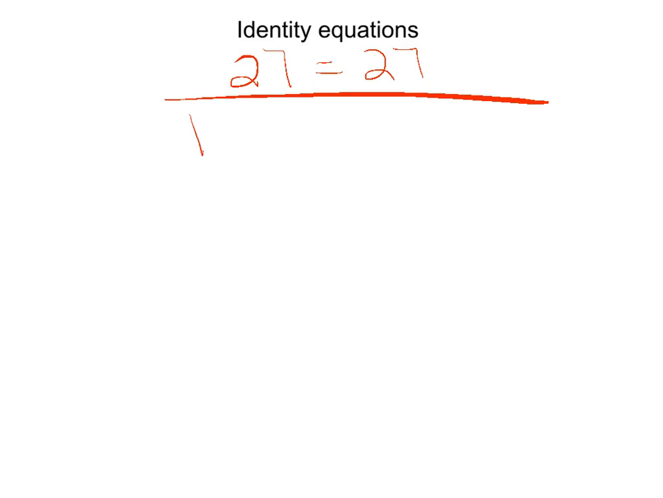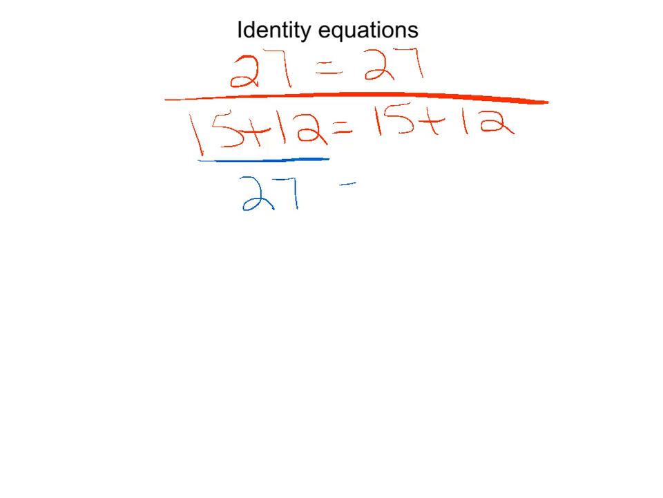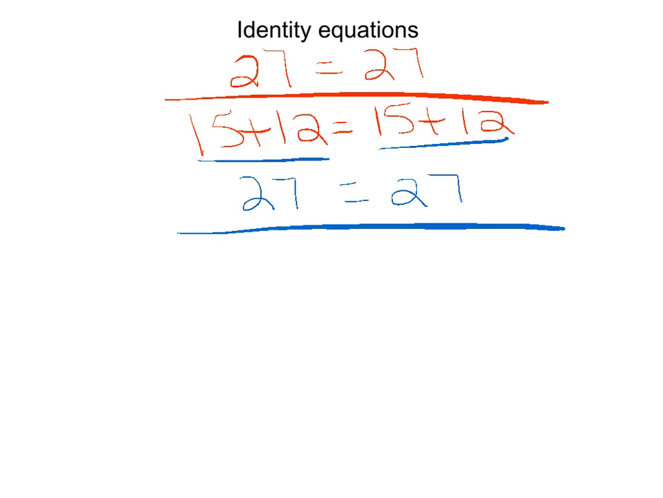Now, if we look at another identity equation, 15 plus 12 equals 15 plus 12. You will see then that the left side is 27 and the right side is 27. That is an identity equation. But sometimes with identity equations, you have to simplify both sides of the equation to see that the left side reflects the right side.